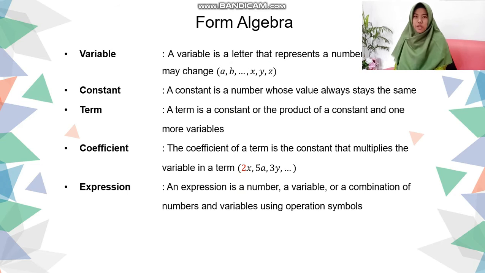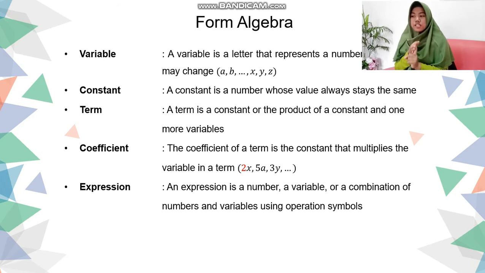Firstly, we will get to know about algebraic forms. The algebraic forms are: first, variable. A variable is a letter that represents a number whose value may change. The example of a variable is A, B to Z. Second, constant. A constant is a number whose value always stays the same.